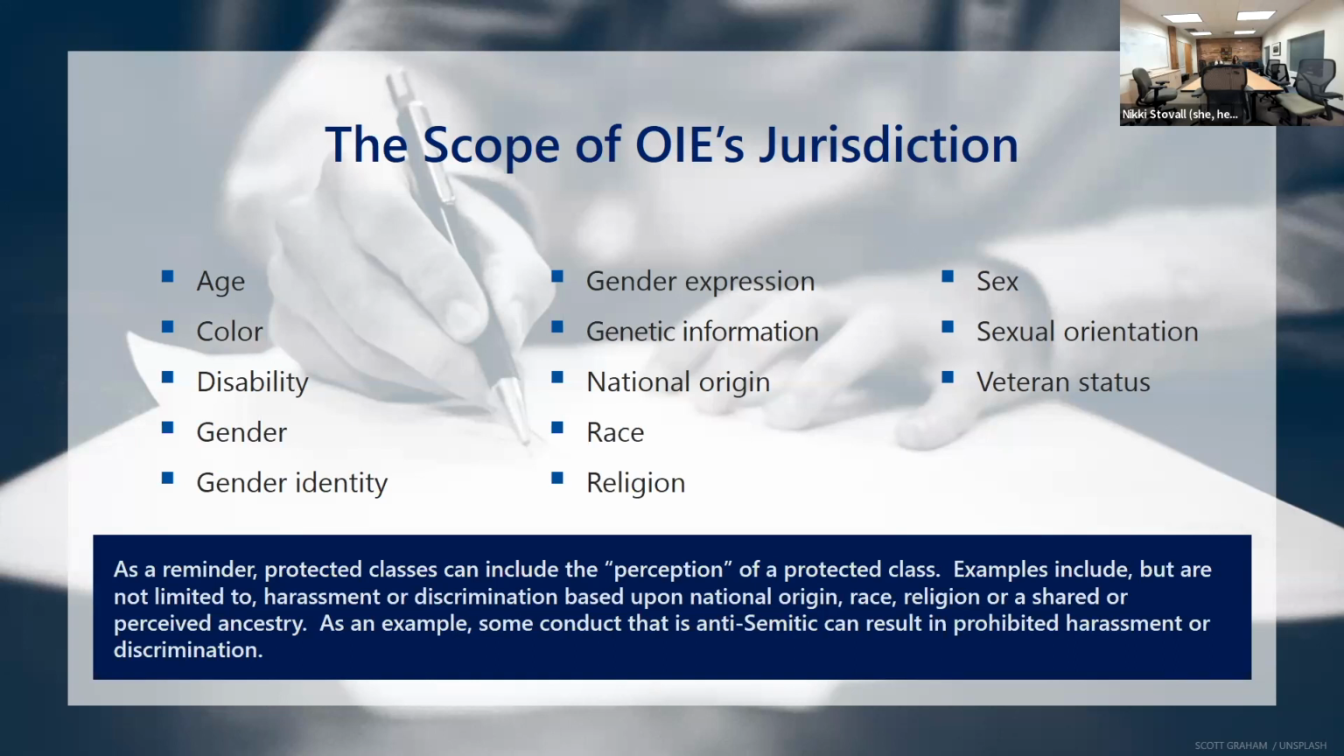Now, sex incorporates a lot. So sex is a designation at birth, generally based on the external appearances of sex organs. This protected status also includes pregnancy, childbirth, and related medical conditions. And it also includes conduct of a sexual nature. So any of that would fall under that protected status of sex. Sexual orientation is related to one's attraction or lack thereof to others. It includes sexual attraction, romantic, and emotional attraction. And then we have veteran status as well.